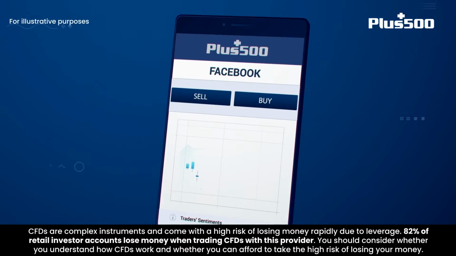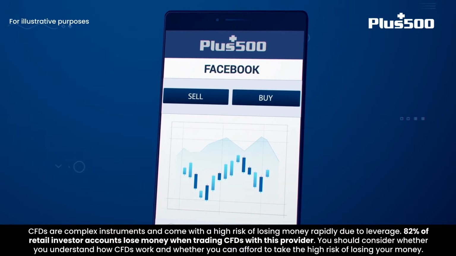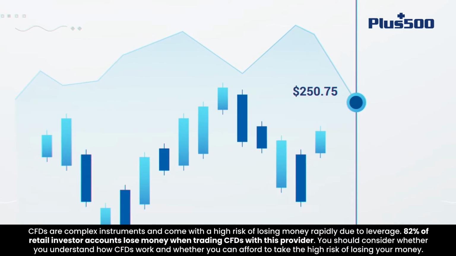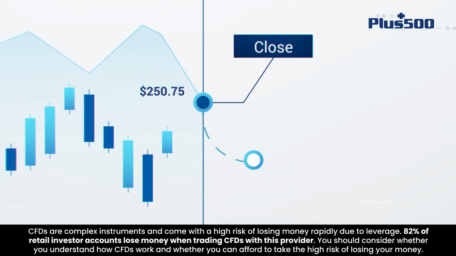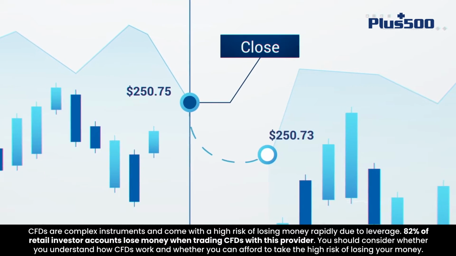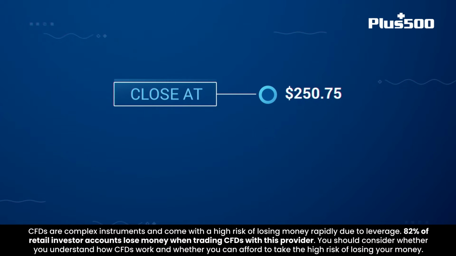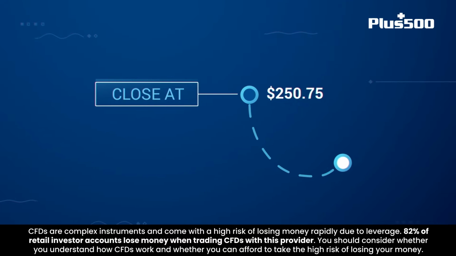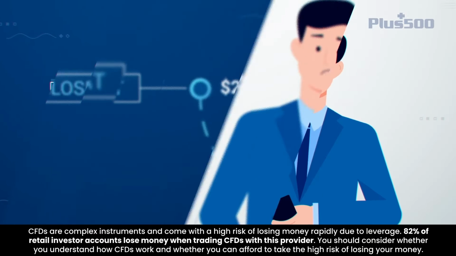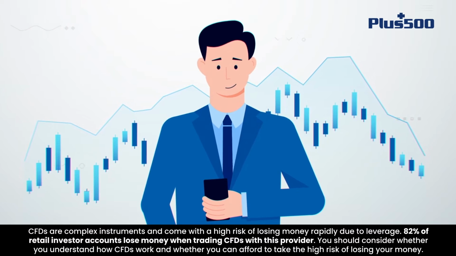Let's take a look at the following example. Assume you have an open buy position of Facebook shares CFDs. The shares CFD is currently trading at $250.75. As you click to close the position, the price suddenly drops in light of market activity and your position is closed at $250.73. The original closing rate was no longer available in the market, so the position was closed at the nearest available rate, which was $250.73.